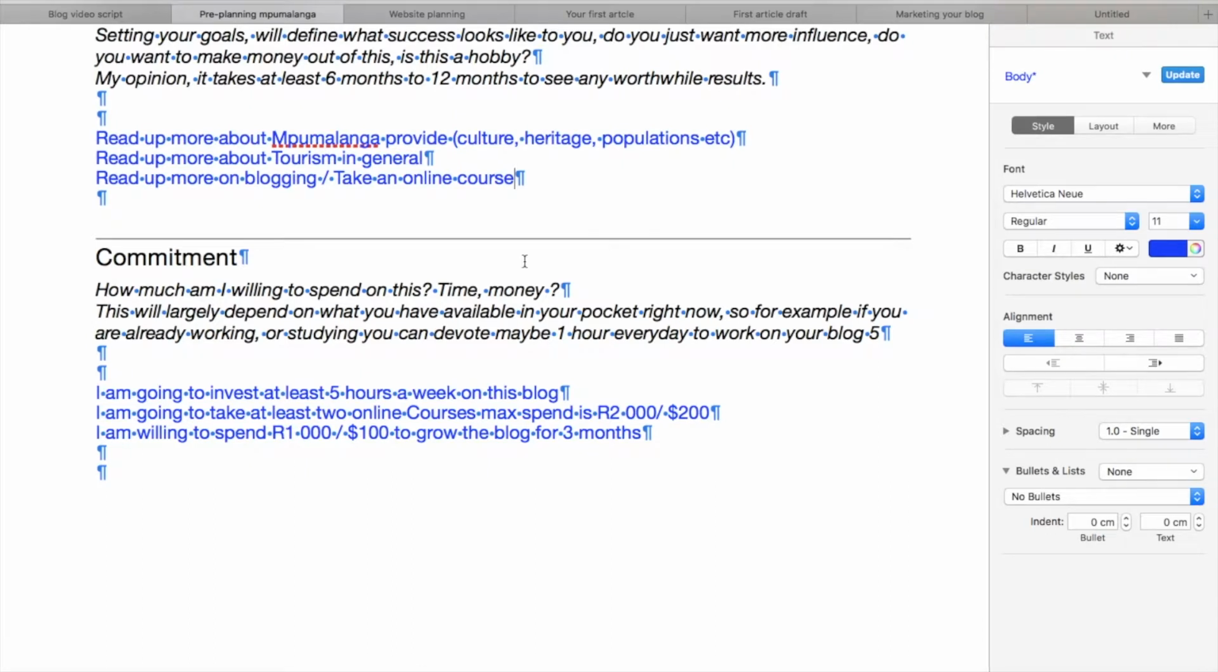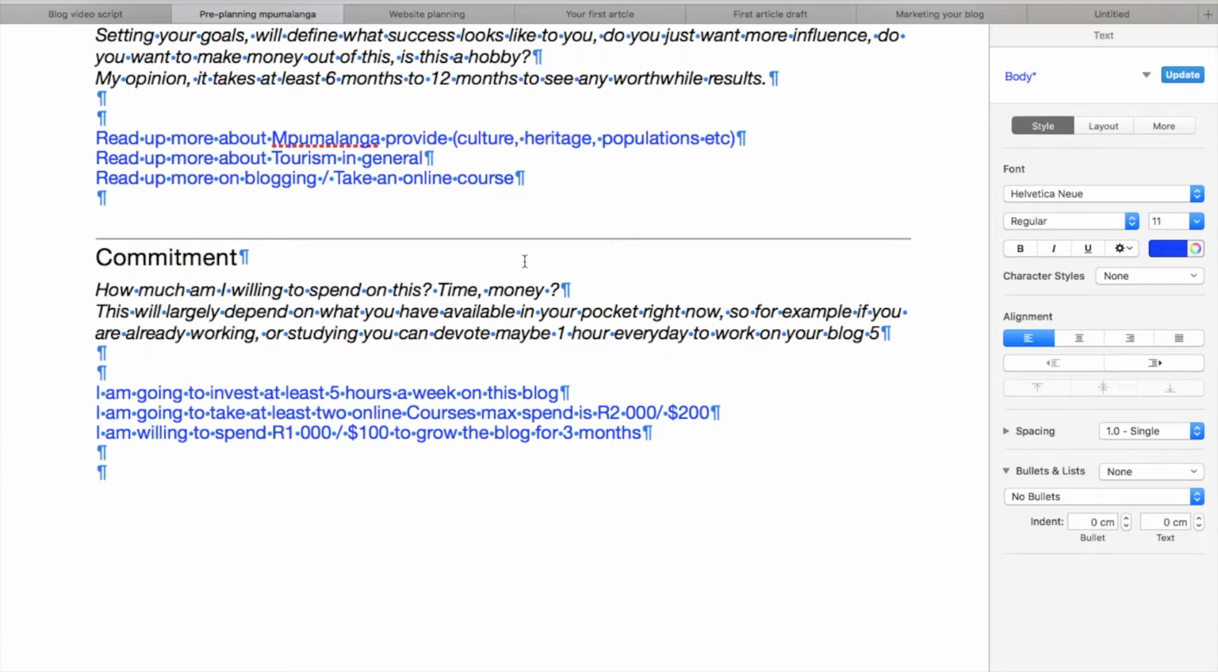How much time am I willing to spend on this? And this is so important. Don't just generalize and say, I'm going to create a blog, I'm going to work on it when I can. You need to be specific. Look at the time schedule that you have. If you're working from 9 to 5 or 8 to 5 or 7 to 4, you need to ask yourself, when am I going to blog?